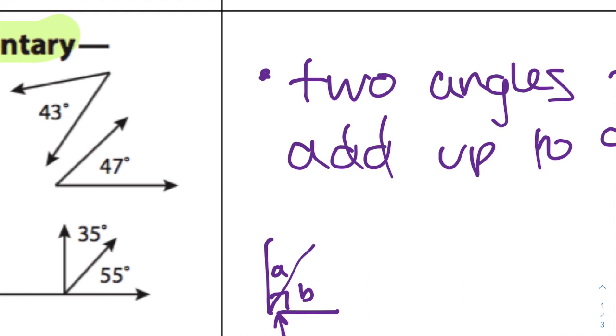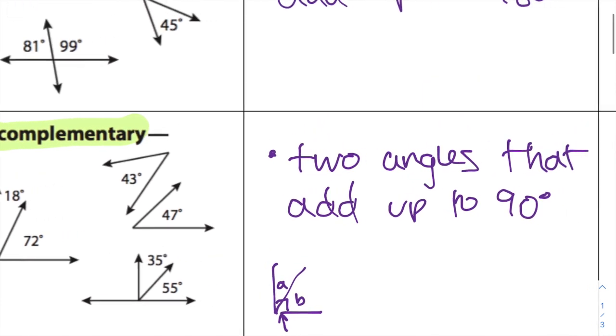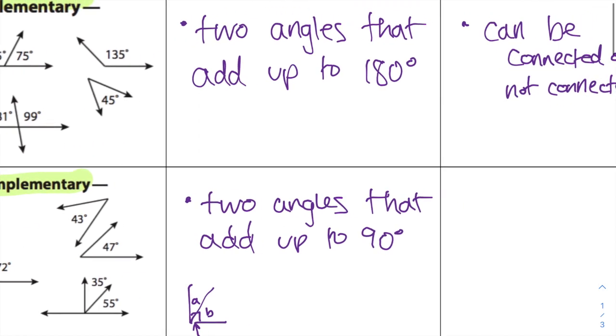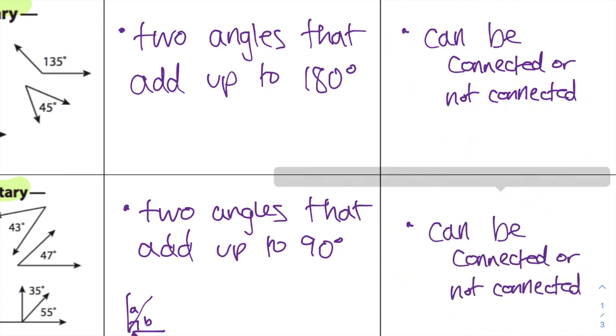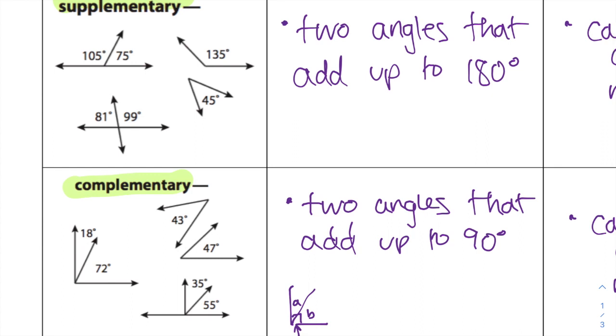So if you ever see that 90-degree angle, it means that they're going to be complementary, as long as it's two angles that are split in there. And again, the same thing as before, it can be connected or not connected. They don't have to be connected, but they could be. All that matters is they have to add up to 90 degrees.